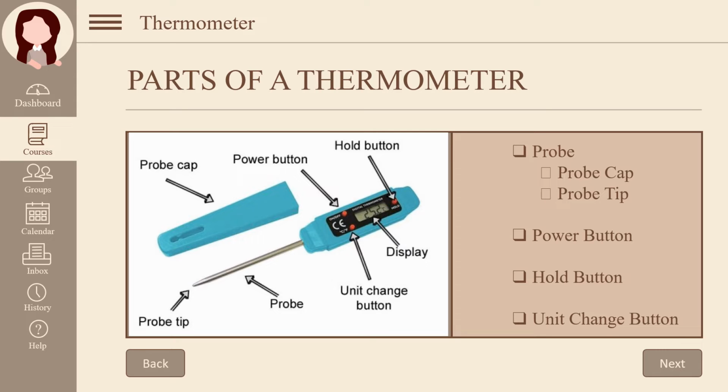The power button is used to switch on and off the thermometer. The hold button allows the user to keep the reading on display or on the screen. How this works depends on the model. And lastly, the unit change button changes the reading between degrees Celsius and degrees Fahrenheit.